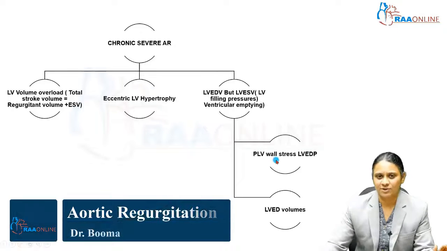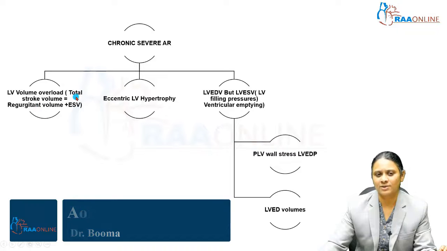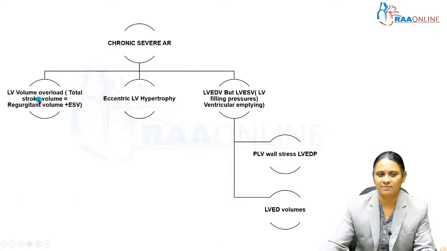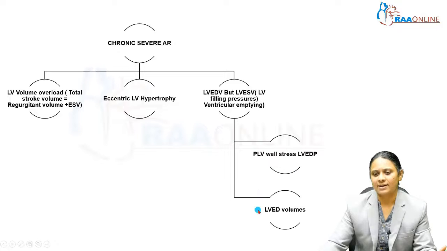So this is the pathophysiology. What happens in case of chronic severe AR, that is LV volume overload, because the total amount of volume is equal to not only the systolic volume, but also the regurgitant volume. This results in dilation of the LV, also called eccentric hypertrophy, which is more stretching and multiplication of the myocyte. End diastolic volume is increased, but end systolic volume is maintained because the contractility is normal. Then the end systolic volume also increases and EF drops.